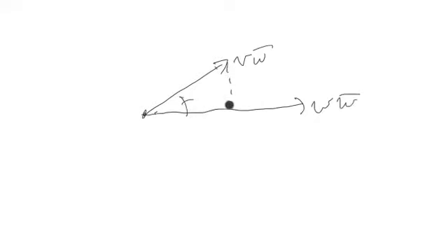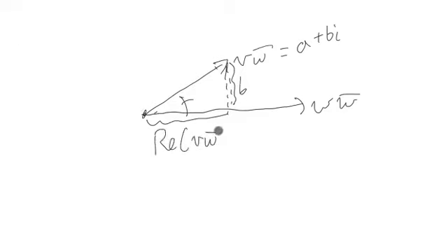Now, this is going to have a real part and imaginary part. Let's just suppose this is A plus BI for now. Then that means that this will be A and this will be B. Another way of writing that is just to say the real part of VW bar is this right here, and the imaginary part is this right here. So we got real and we got imaginary.